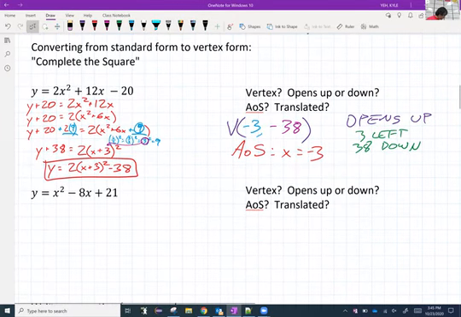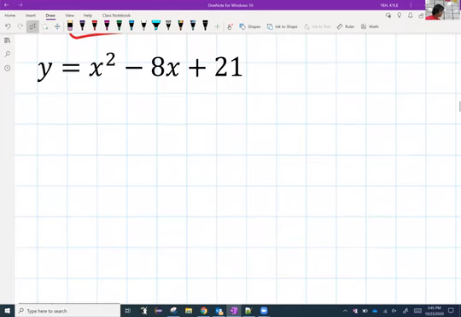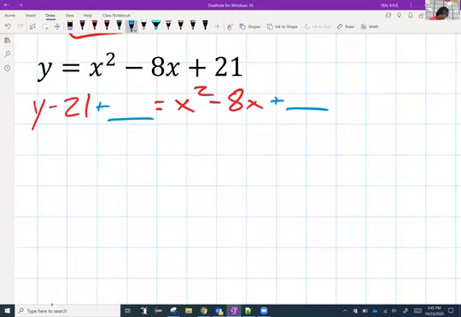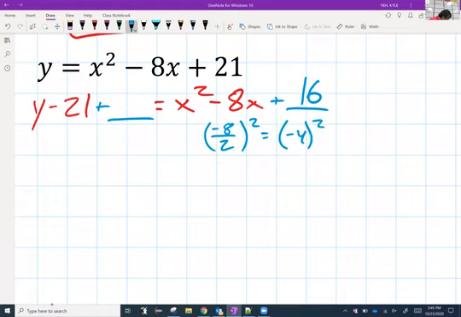Let's do another one. Y equals x squared minus 8x plus 21. So first I'll pull the 21 over. But there's nothing really to pull out because it was just 1x squared from the get-go. So I'm adding in my plus blanks. I'm going to say x squared minus 8x, and you might be able to see that this is just going to be 16. If not, you can always do b over 2 squared. So b over 2 squared equals negative 4 squared, which equals 16.